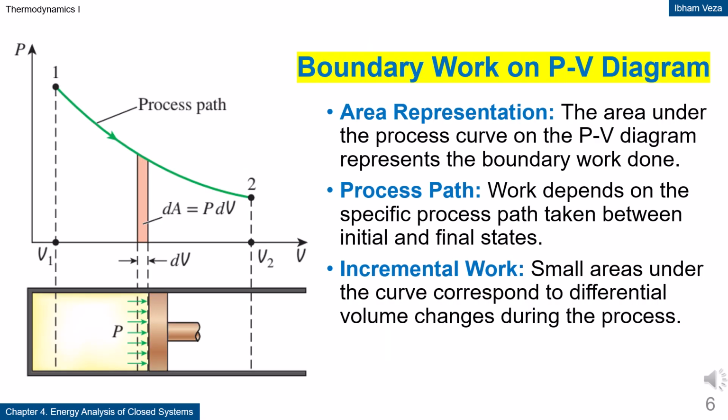Boundary work on PV diagram. Boundary work can be visualized as the area under the curve on a PV diagram. Each process has a different path and therefore produces different work. A small area under the curve represents differential work. By integrating along the entire path, the total work of the process is obtained. This is why work strongly depends on the process path.